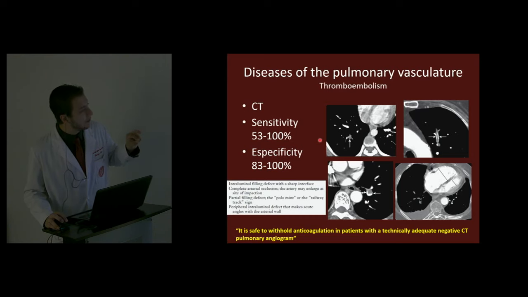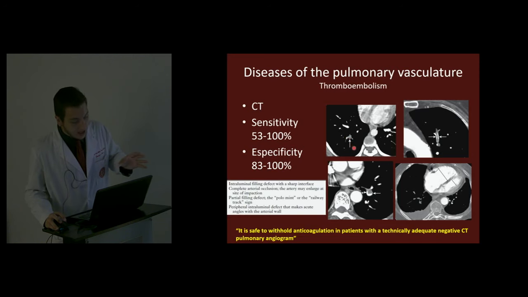key points that we have to understand to diagnose acute thromboembolism, because this is the acute part. First, we're gonna see an intraluminal filling with a sharp interface. Or we can see a partial filling. It's called a polo mint sign or the railway sign. Radiologists use railway signs for everything. This is one of the railway signs. And we can see as well the complete opacification of an artery with an enlarged artery in the side of the impaction.